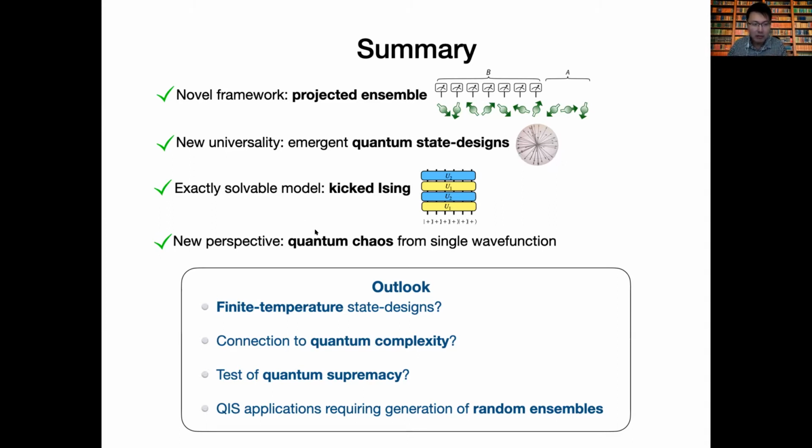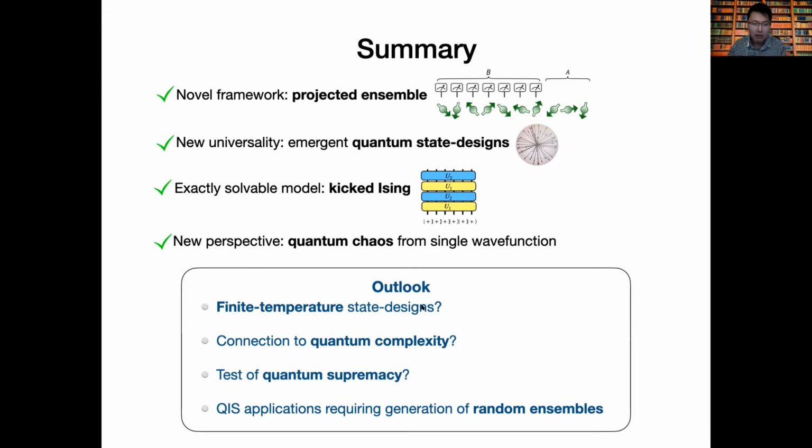And I did not really talk about this, but this is interesting because it provides a new perspective towards quantum thermalization, towards quantum chaos, in which the randomness happens at the level of a single many-body wave function and not necessarily at the level of, say, the energy spectrum or collection of Hamiltonians. And this is a new perspective.